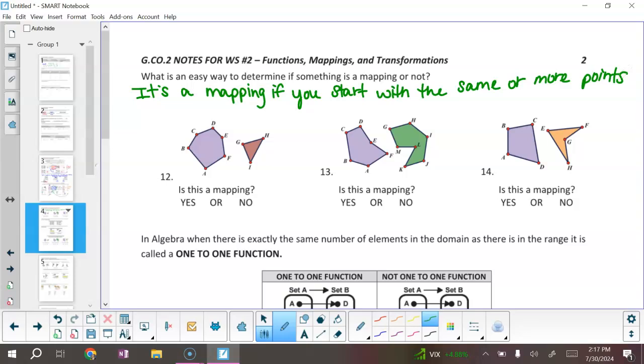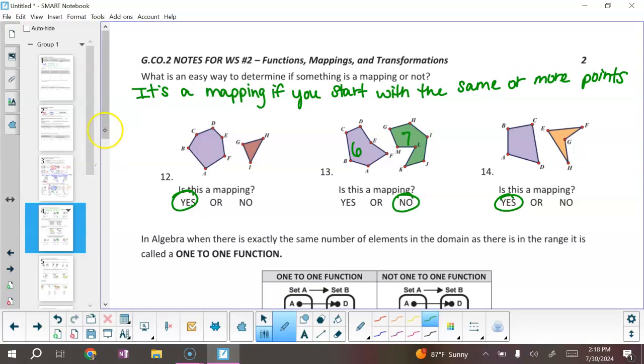All right, number 12 should have been a yes. 13 should have been a no. Okay, again, if you count, you have 1, 2, 3, 4, 5, 6 on this one. You have 1, 2, 3, 4, 5, 6, 7 on this one. So you're going from fewer points to more points. It doesn't work that way. Number 14 should have been a yes. So hopefully you're able to get all of those correct. And if not, make sure that you change it in your notes. You don't want to have the wrong answers written down in your notes.